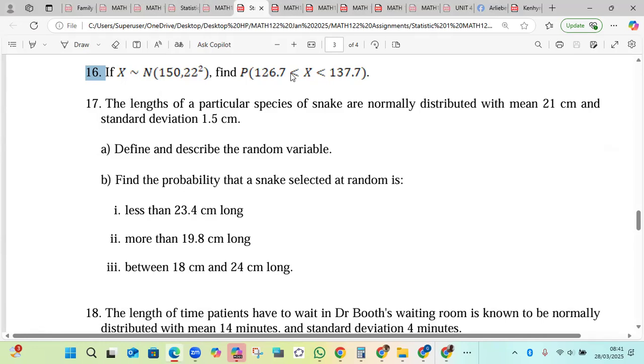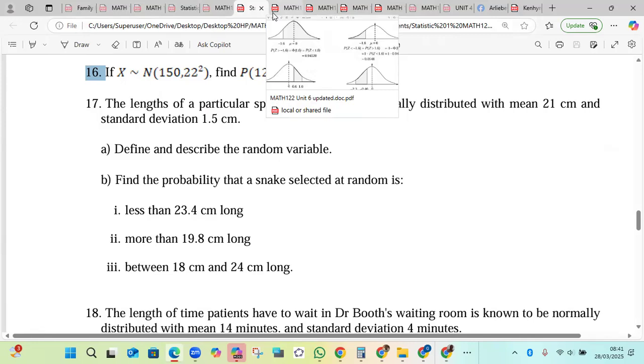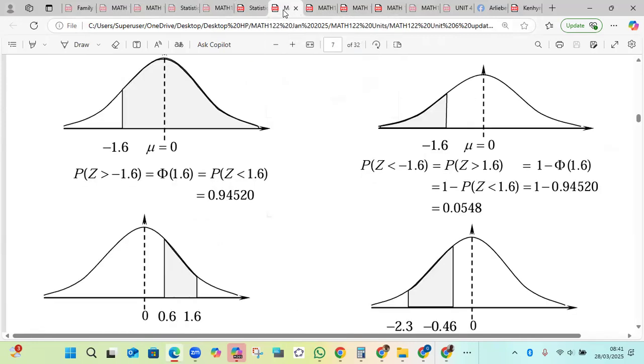Also, when we standardize twice, 126.7 minus 150 divided by 22, we're going to get a negative z. 137.7 minus 150 divided by 22, we're going to get another negative z. That is an indication that our shaded region is on the left side of 150. So let's see how we can approach this sort of question in Unit 6.